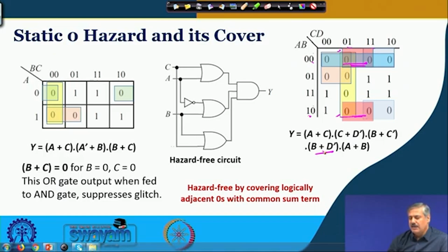Okay. And the other thing is this 0 and this 0 that were to be put under one common sum term. Okay. So, one option is to have it like this, but again that will require 3 literals, literal cost would increase, and to avoid that, we will have a larger group like this with only 2 variables involved. So, that is a plus b, because a and b are remaining constant over 4 zeros. Okay. So, with all of them together we can see that for the static 0 hazard for this circuit, all the 3 possible cases are covered.